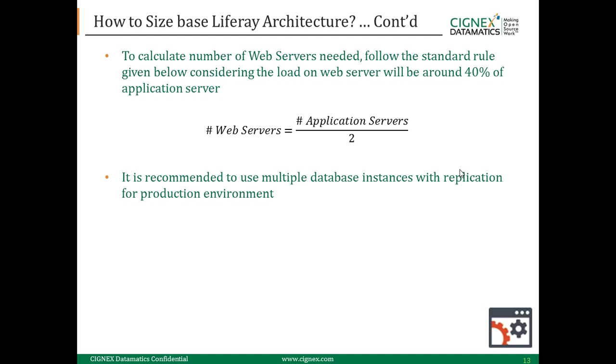It is always recommended to use multiple database instances with replication for a production environment. In case one of your databases goes down, your production environment is not affected, as you have replicated the entire data from one database to another. That's also the main reason why we suggest having 2 application servers. In case one application server is down, the other is still up and starts serving the requests. Your performance of the portal might go down, but your portal will still be up and running.